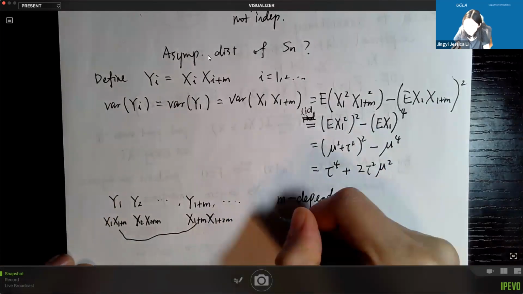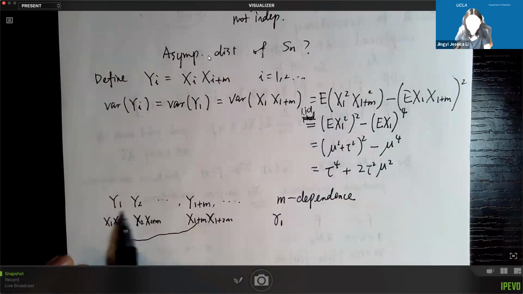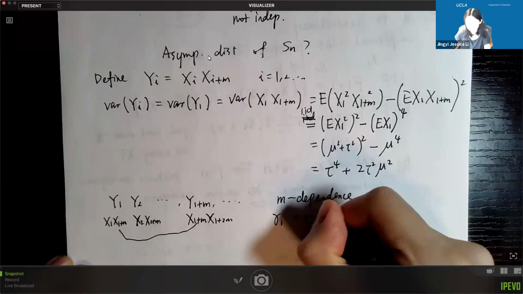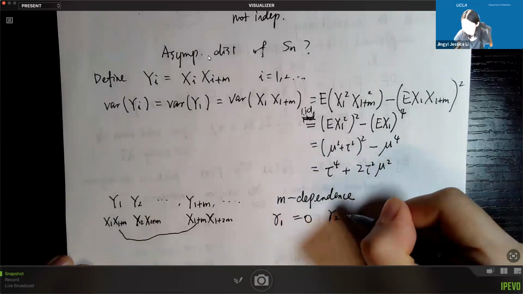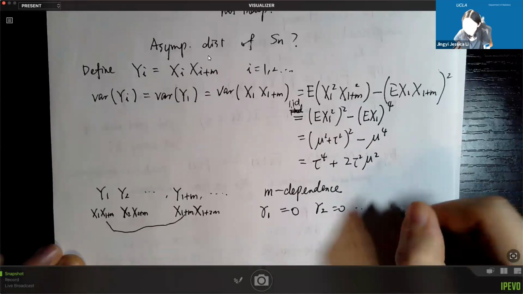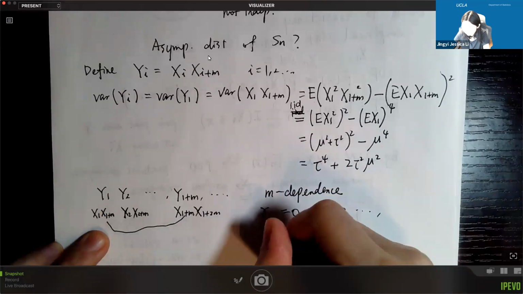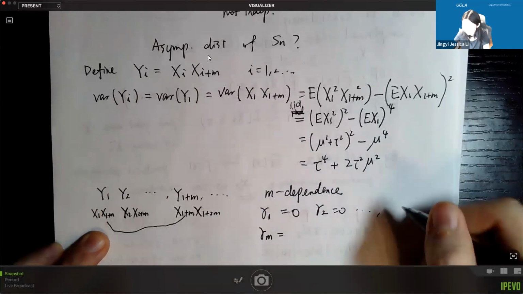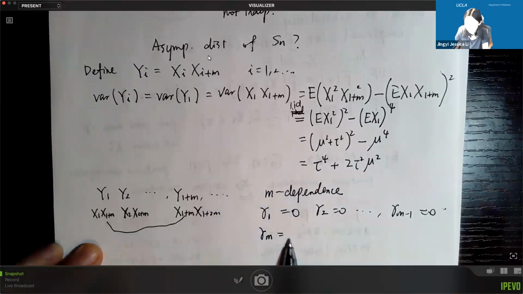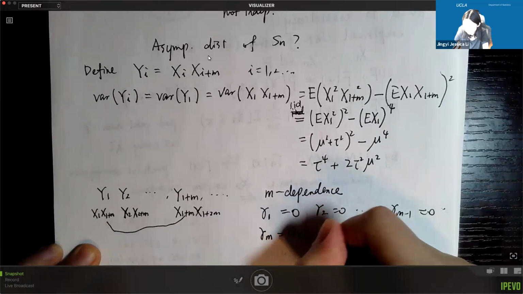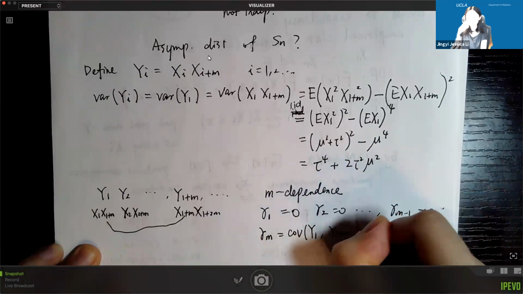If I look at gamma 1, y1 and y2, their dependence is 0. Their covariance is 0. And y1, y3 is also 0. Gamma 2 is 0. I only have a non-zero one when they are apart by m. So I only have gamma 0 as the only non-zero one before that. You see gamma m minus 1 is also 0. How about gamma m? That's the covariance of y1 and y1 plus m. That's gamma m.